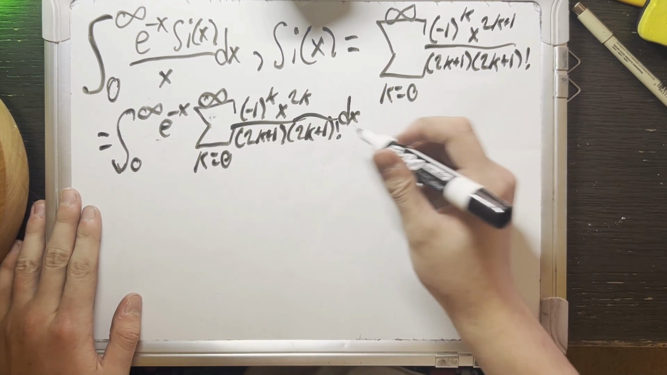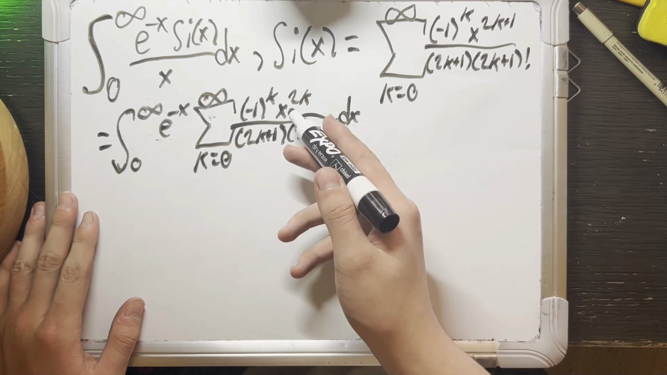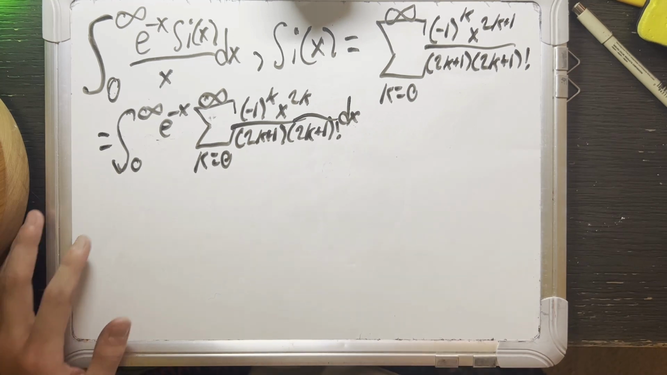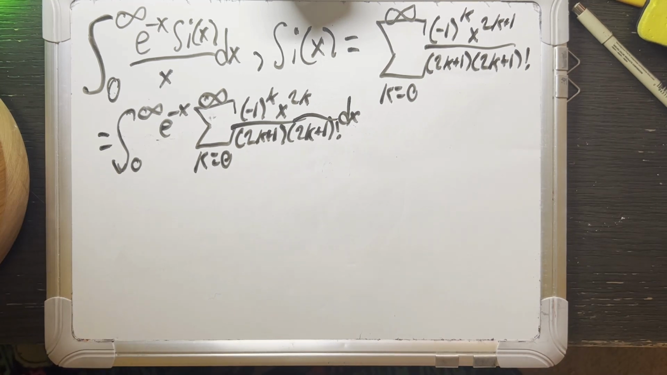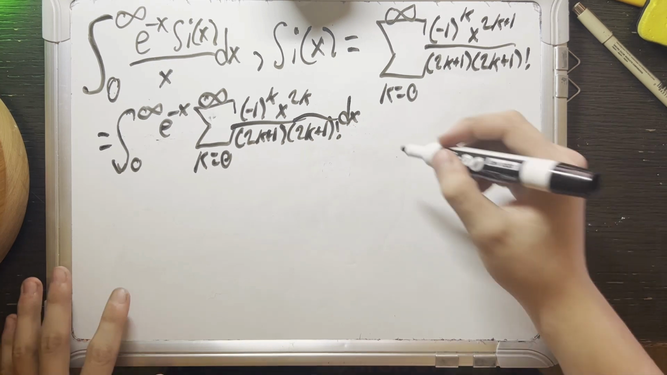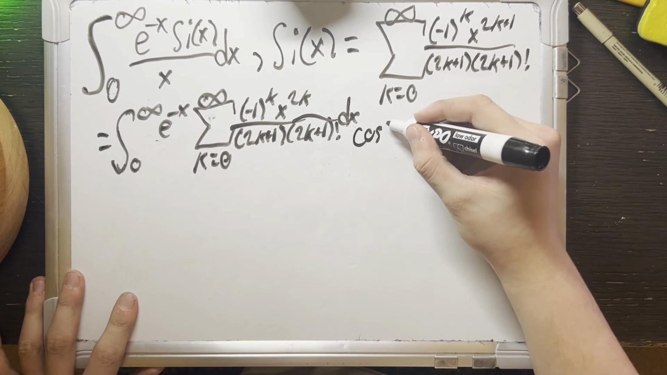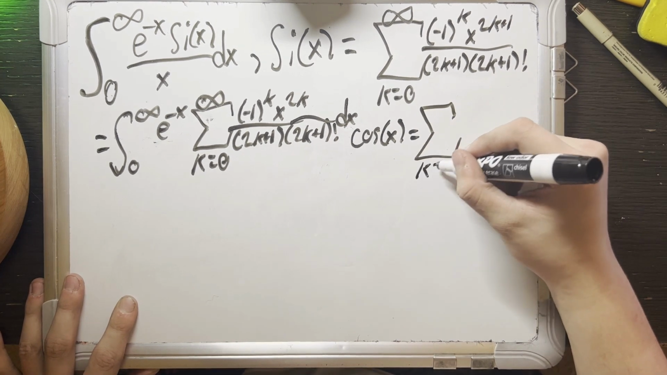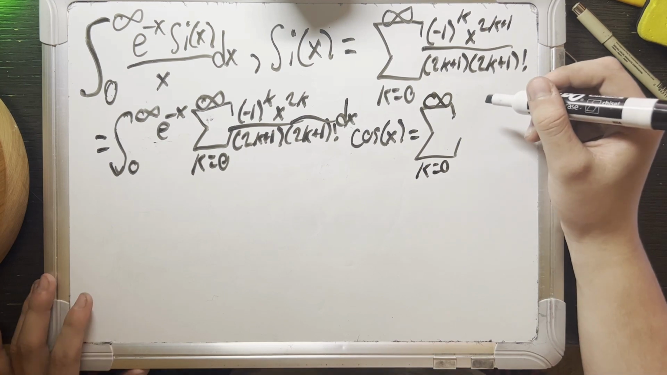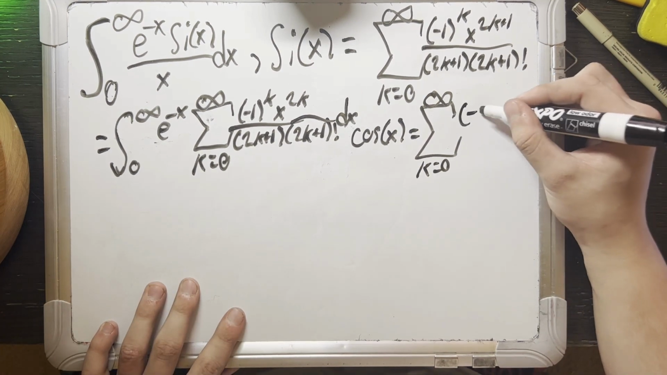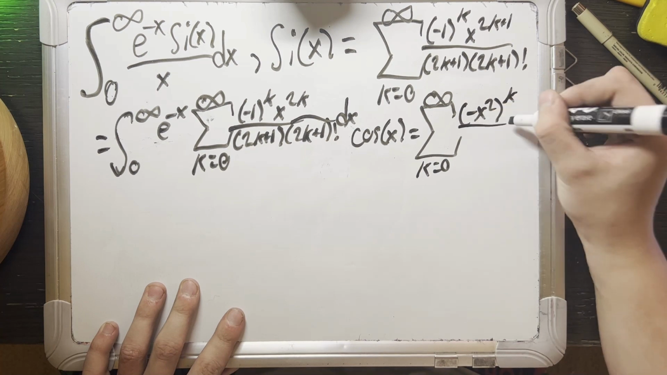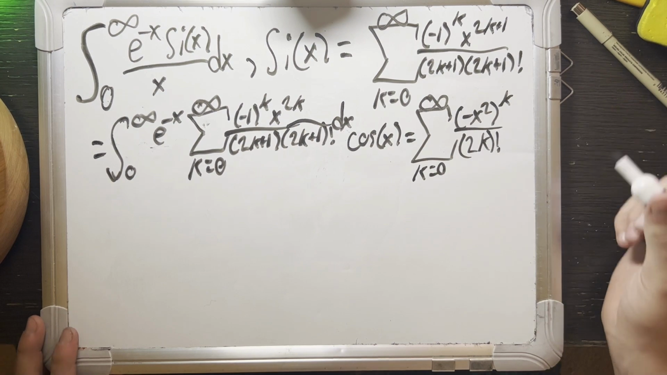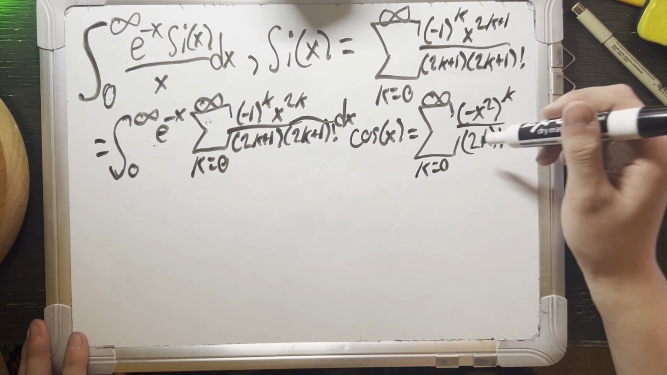Okay, so here we want an alternating even powered sum. So what sum is alternating and even powered? The cosine. Remember, the Taylor series expansion for the cosine of x is equal to the sum as k equals 0 to infinity of minus x squared to the k divided by 2k factorial. So we have all these fundamental parts that we need for the integral inside of this new cosine sum.